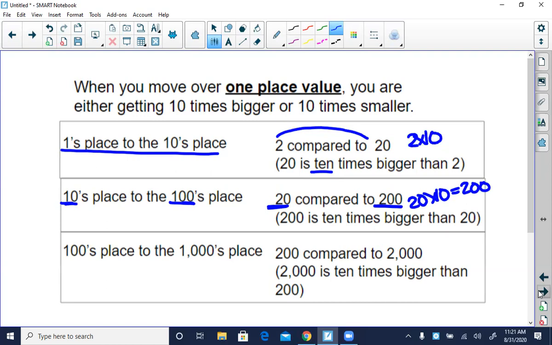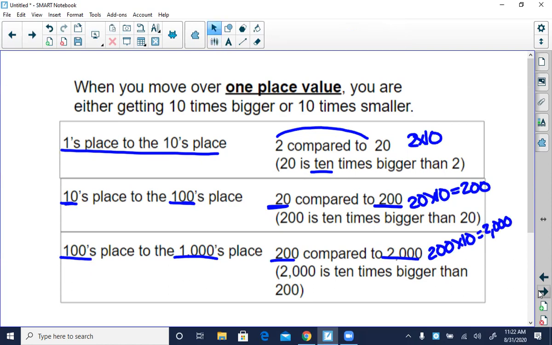And last, a really big one, I'm going from the hundreds place to the thousands place. It looks complicated, but it's not, because you're still only moving over one place value. 200 compared to 2,000. Well, it's going to take 10 200s because 200 times 10 is 2,000. Okay, 2,000 is 10 times bigger than 200. Okay, so the main concept we were working on in 4th grade is 10 times bigger and 10 times smaller, and that's because we move over one place value.